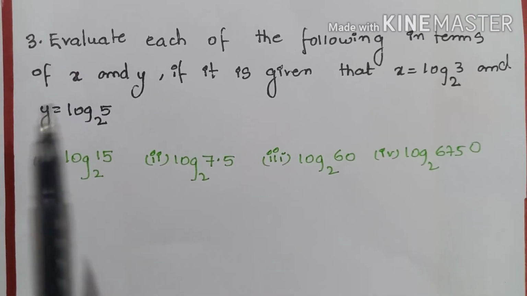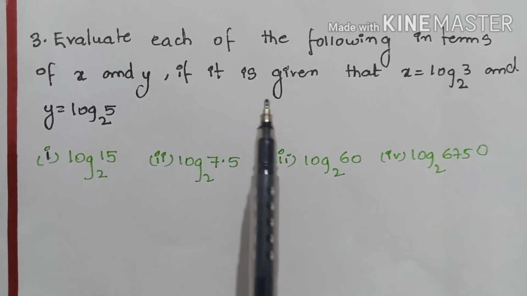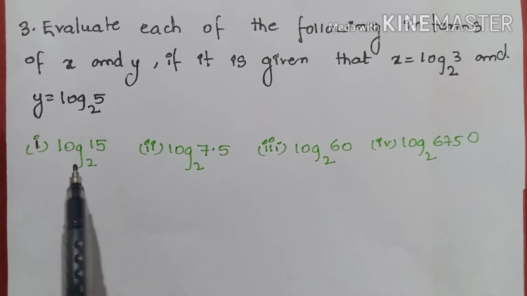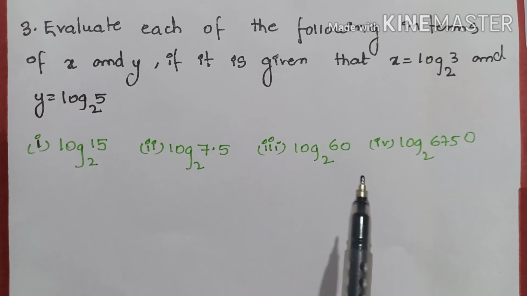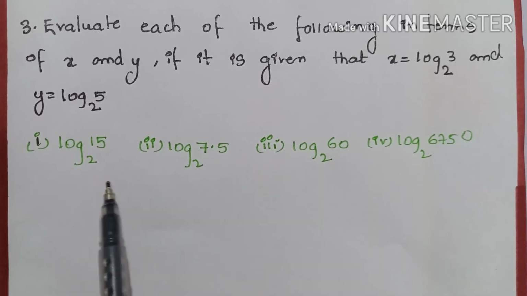Now the third question: evaluate each of the following in terms of x and y if it is given that x is log 3 base 2 and y is log 5 base 2. In these 4 problems I am going to solve one on my own. The previous problems, do them as homework.